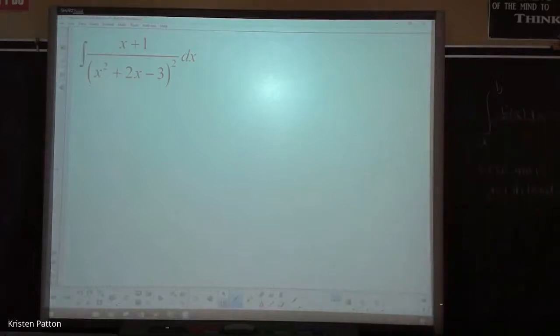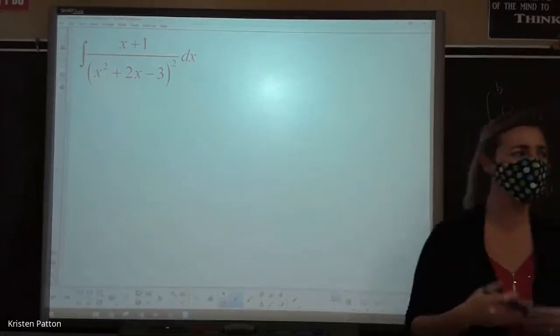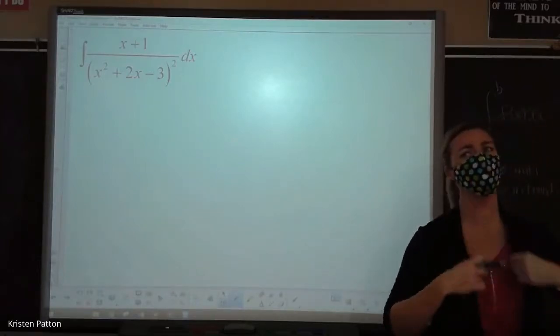So again, this is kind of messy. We've got a quotient that we can't simplify. No one wants to multiply out the bottom, I don't think. So let's make a substitution. Let's be smart about it. Remember, we want to pick the messier piece, but we don't want to pick something too crazy.